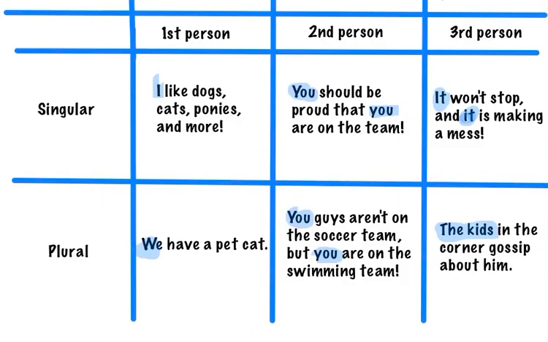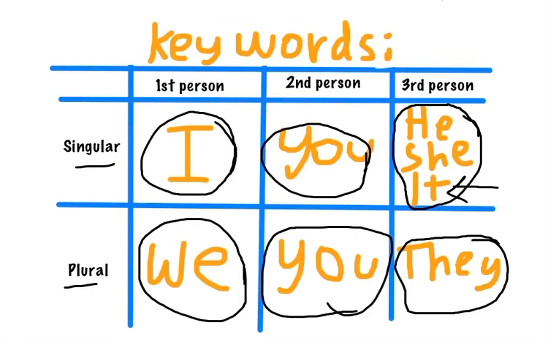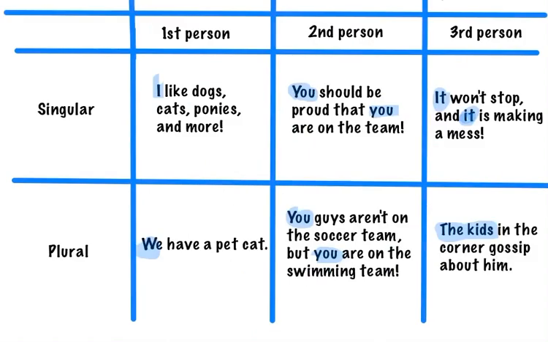The third person plural is: the kids in the corner gossip about him. And we're supposed to use they here. But here it says the kids. Well, the kids is a noun. If you tell someone about the kids, then I guess the kids have names, but you don't list out their names completely. You just say the kids. So the kids is technically considered a noun, and you can replace it with the pronoun they.